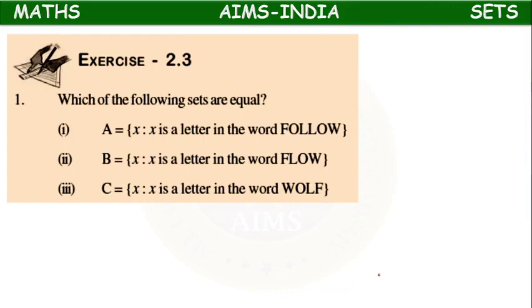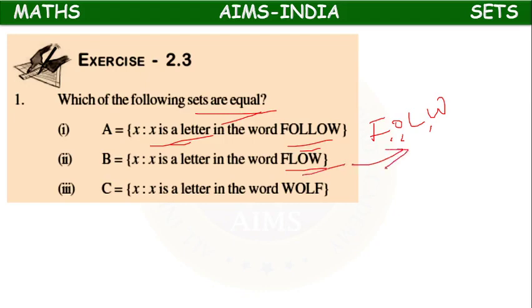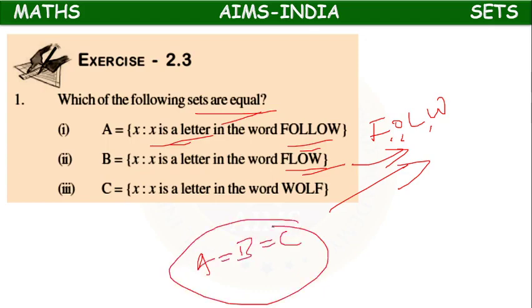Okay, children. Now let's go through the exercise. Which of the following sets are equal? Letter X is a letter in the word follow. F is there, O is there, L is there, W. 4 elements are there. Flow, same 4 elements. Wolf, same 4 elements. So 3 of them have the same 4 elements. So A equals B equals C. 3 of them are equal to each other.